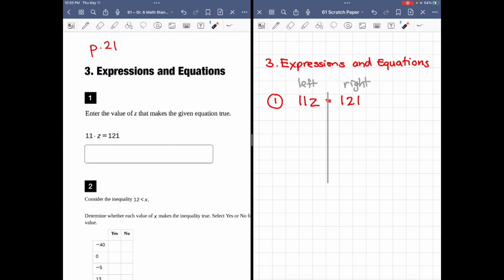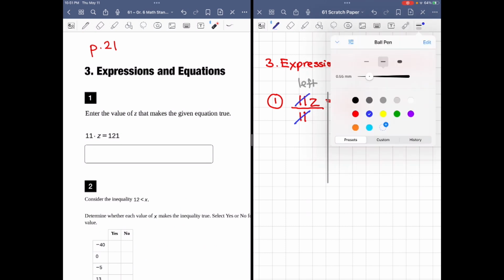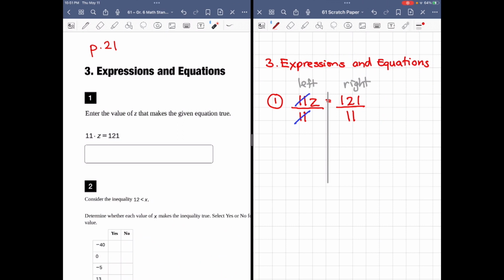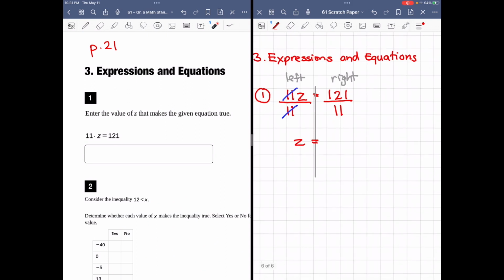So always start with the variable, touch the variable z, and figure out what's happening to it. Here, it's being multiplied by 11. So do the opposite. Instead of multiplying by 11, divide by 11 on the left, and divide by 11 on the right. The 11 and 11 will cancel each other out, and you're left with z equals, and now go figure out 121 divided by 11.